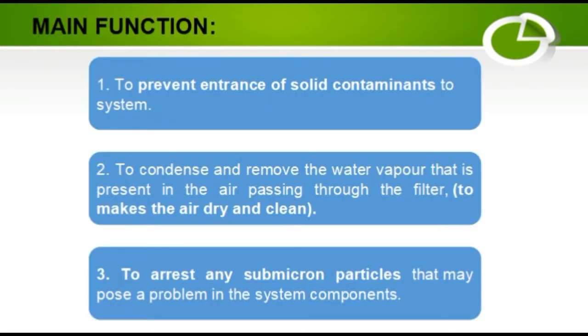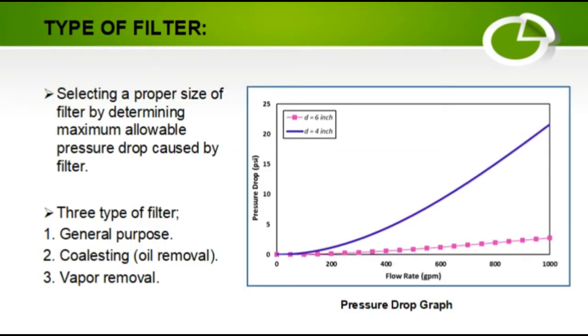The next one is filtering. The main function of filtering is to prevent the entrance of solid contaminants into the system. Another function is to condense and remove the water vapor present in the air passing through the filter. This is to make the air dry and clean. The third is to arrest any submicron particles that may pose a problem in the system components. Types of filter: set a proper size of filter by determining the maximum allowable pressure drop caused by the filter.